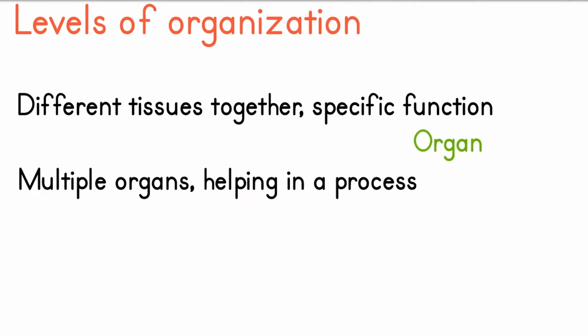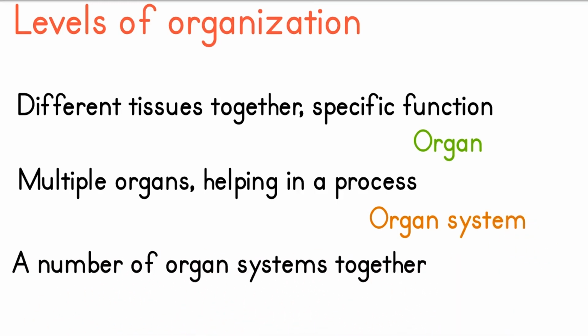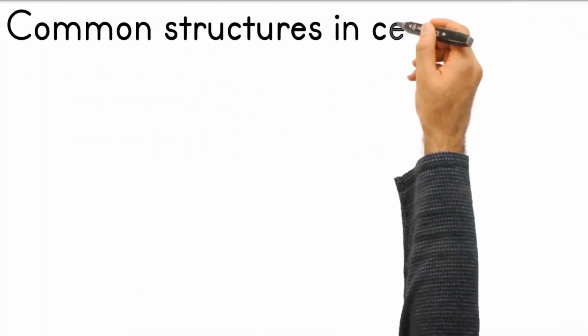Different tissues working together to perform a specific function make up an organ. Multiple organs helping in a process create an organ system, and putting a number of organ systems together creates a large organism.